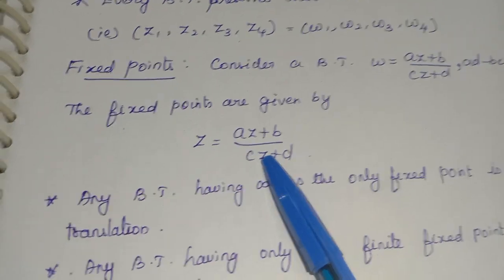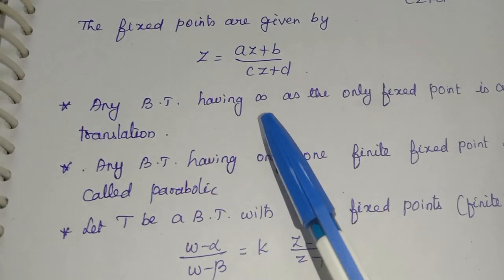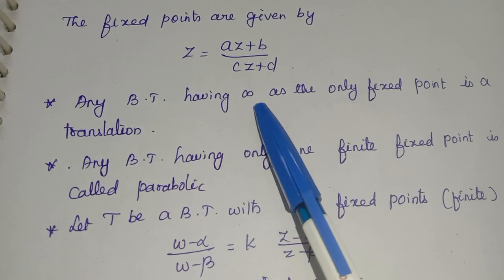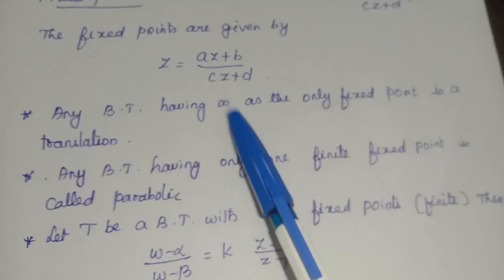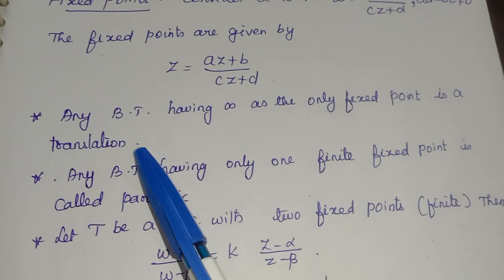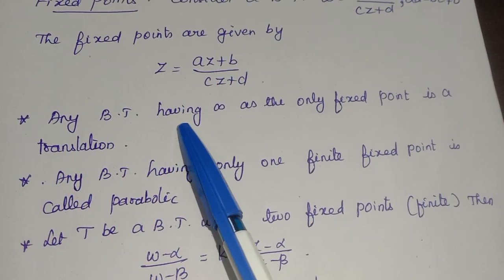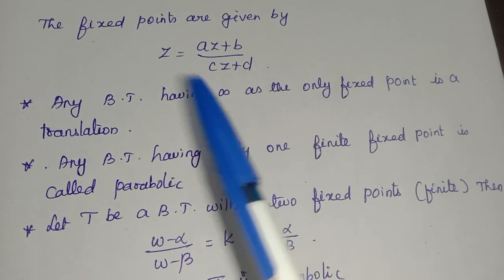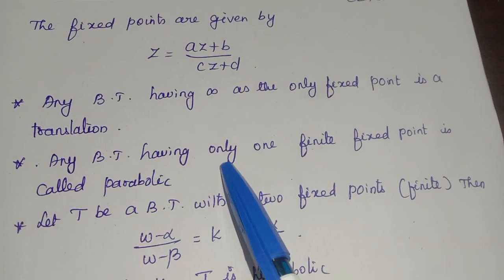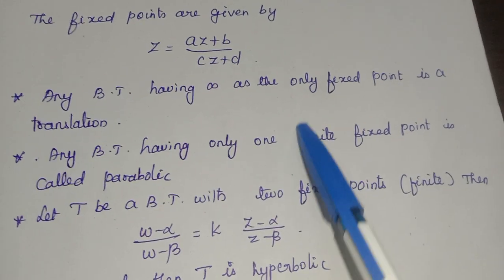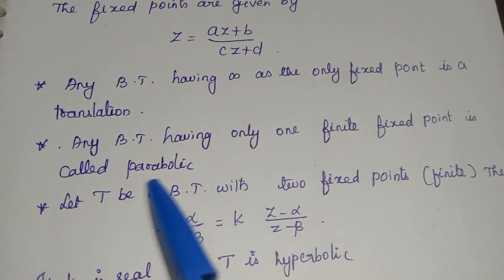So based on the fixed points of the bilinear transformation, we classify them. Okay, if infinity is the only fixed point, that bilinear transformation must be translation. I will explain what is translation here. So infinity is the only fixed point means what? That is called translation. If my bilinear transformation has only one finite fixed point, not infinity, only one finite fixed point, it is said to be parabolic.